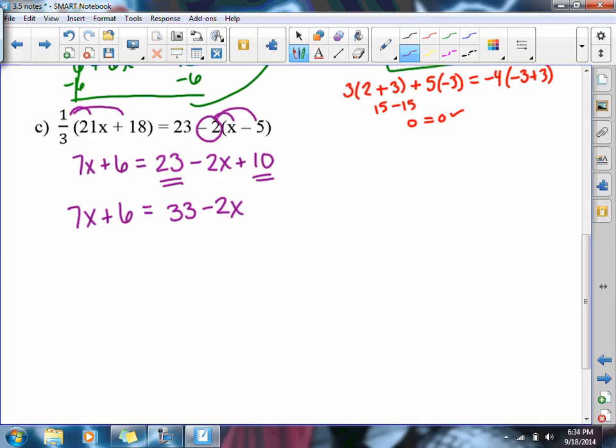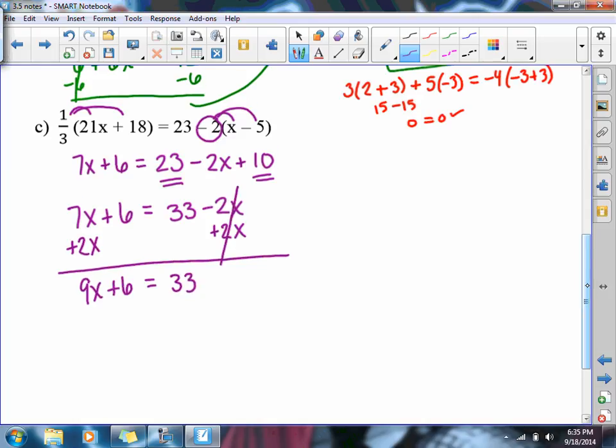Okay, so now again, I have to get all of my variables on one side and all of the numbers on the other side. So the smallest variable is this minus 2x, so I'm going to undo it by adding it to the other side. So that gets me a 9x plus 6 equals 33, because the 2 and the negative 2 cancel.